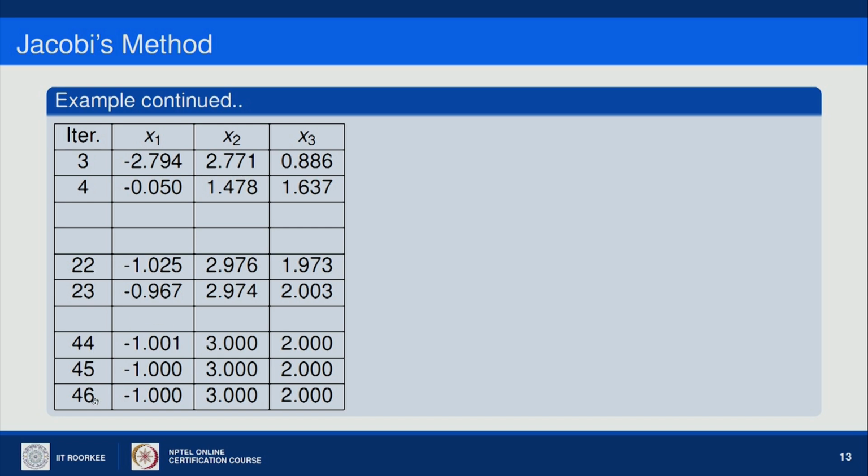Then in the 46th iteration I am getting minus 1, 3, 2. So, in 2 successive iterations I am getting the same value, hence my solution converges to minus 1, 3 and 2, which is also the exact solution of the given linear system. So, here we have taken 46 iterations to solve this 3 by 3 system using the Jacobi method, and this example gives an illustration of the Jacobi method.